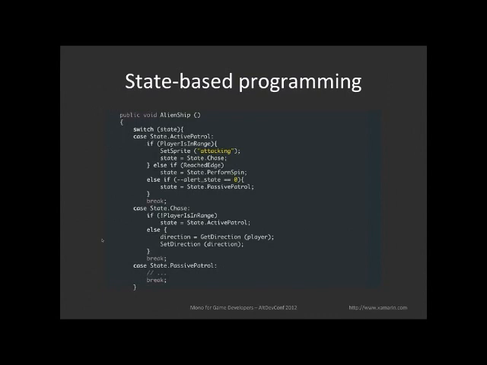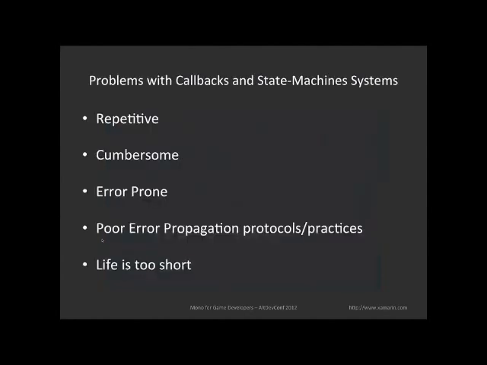One possible optimization is to change these nice labels, state.chase, for constants 0, 1, 2, 3, 4, 5. So you can avoid typing code, but then, good luck tracking those changes later. It's just very, very ugly. It's error prone, and propagating errors or protocols and propagating states becomes very, very complicated. And again, it's a case of life is too short.